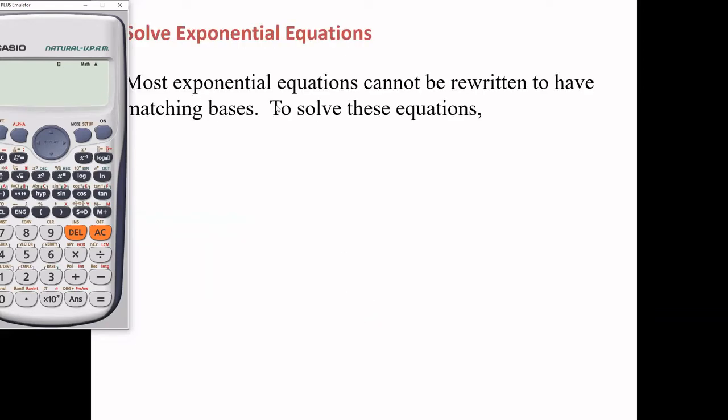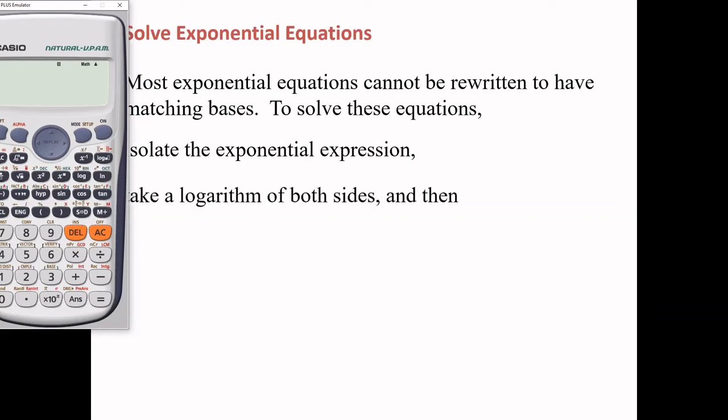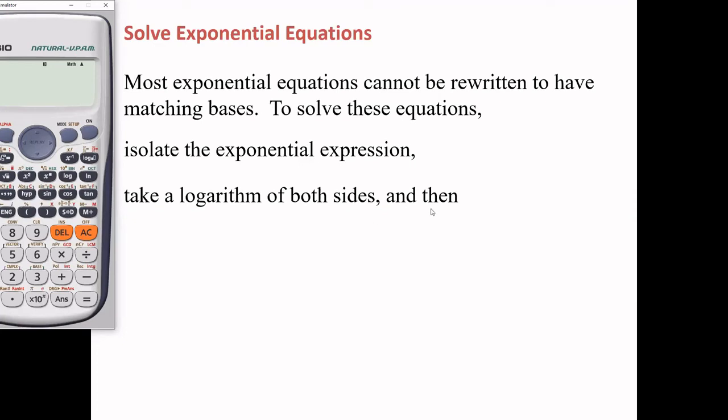Now, as we found out earlier, most exponential equations can't be rewritten to have matching bases. There is a way to solve those without matching bases. At the time we covered the exponential equations, I told you later there would be a way of doing those. Well, today is later. Okay, what you do, isolate the exponential expression, take a logarithm. Let me scoot this over a little more farther. Take a log of both sides.